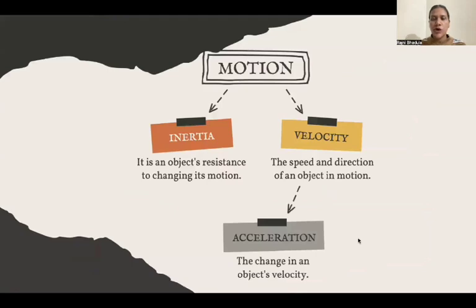So, when we talk about motion, we consider three things, that is, inertia, velocity, and acceleration. So, what is inertia? It's an object's resistance to changing motion or the state of rest. Next, velocity. The speed and direction of an object in motion is velocity. And then acceleration, the change in the object's velocity is known as acceleration.